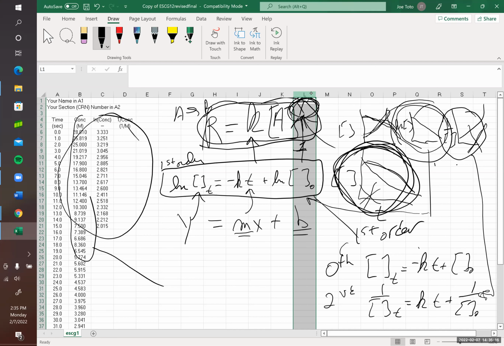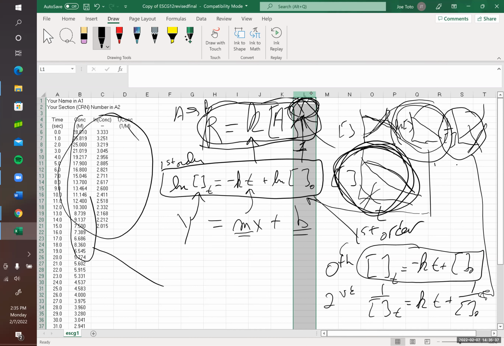So are we looking for linearity for the first order? I'm looking for linearity in any one of these plots, and that's going to indicate what the order is.